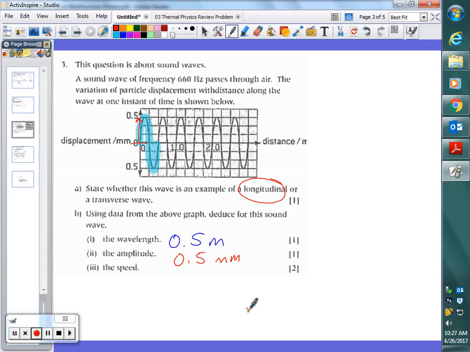Then speed. We said there are 2 ways that we can calculate speed. Even though it didn't ask you about it and you can't tell from this graph, what information did they give you about this sound wave in the information leading up to it? They gave you the frequency right here. In part B1, you figured out the wavelength. So speed is frequency times wavelength.